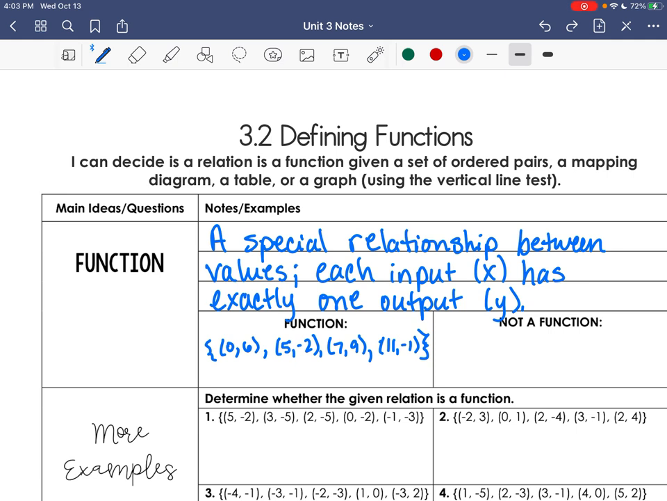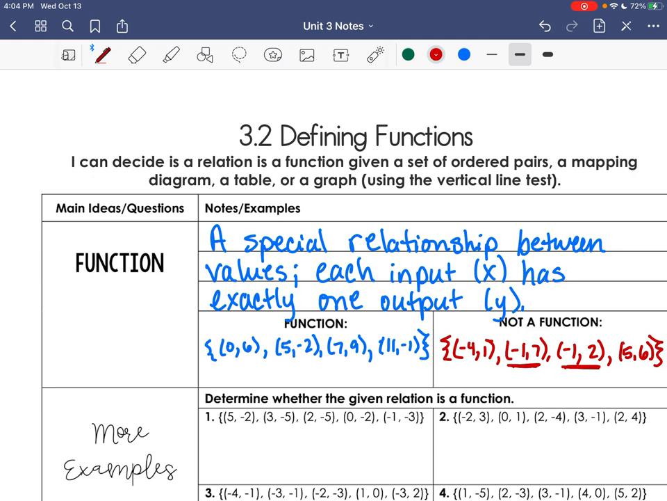However, an example of a not a function is if we had (-4, 1), (-1, 7), (-1, 2), and (5, 6). So you can see right here that -1 is trying to go to two places.